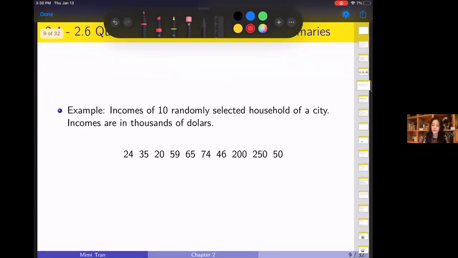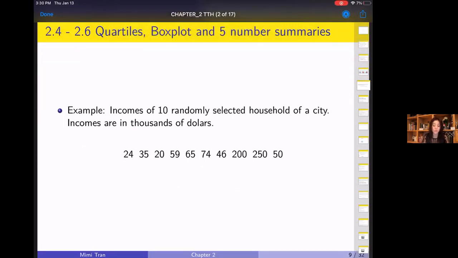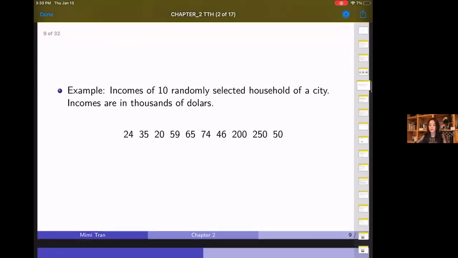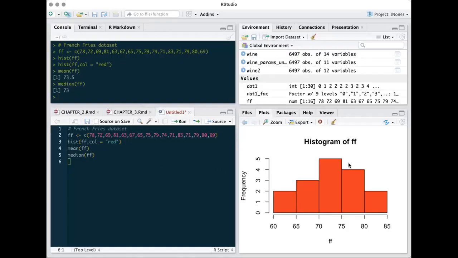So here is the income of 10 randomly selected households of a city. Income is in thousands of dollars, so 24 means 24,000, then 35,000, 20,000, and so on. I'm going to plug this data set into R. If you want to do it like I did before, remember to write it in vector form, with c and then parentheses. I'll put a note for myself: this is the income data set.